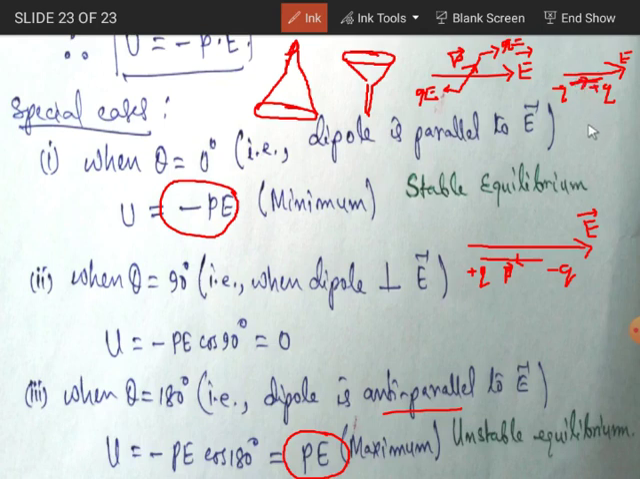Okay, have you got this point about stable and unstable equilibrium? Yes, you must. Okay, with this we will come to the end of today's class. Let's stop it here. Okay, thank you.